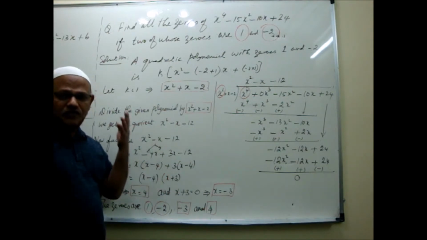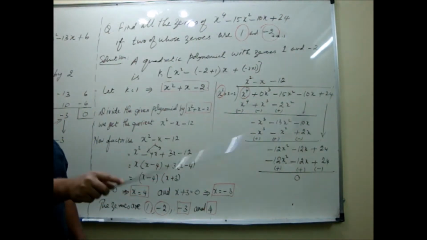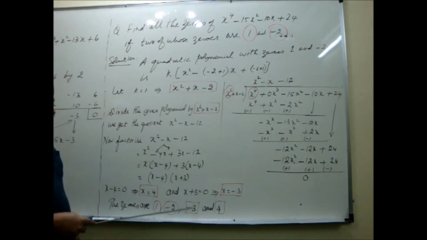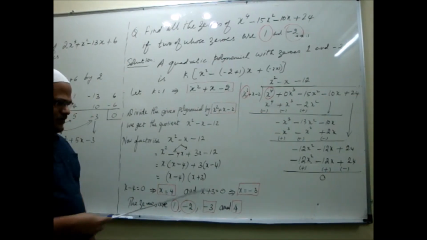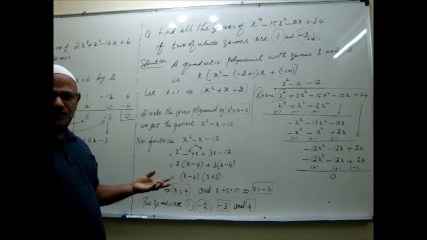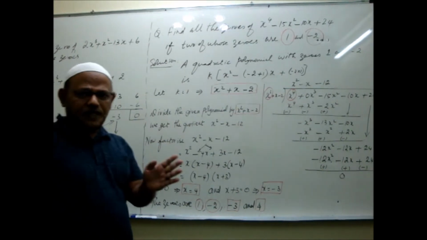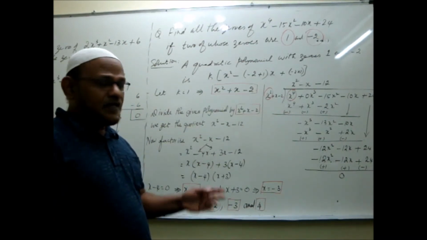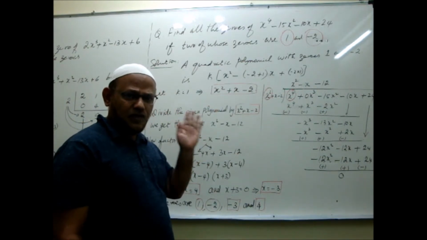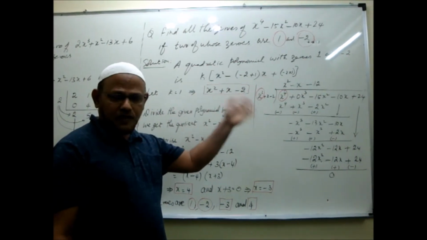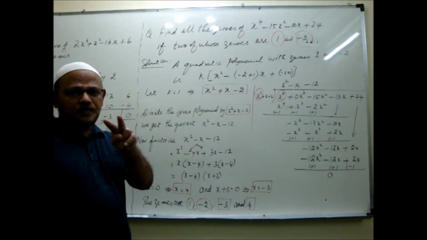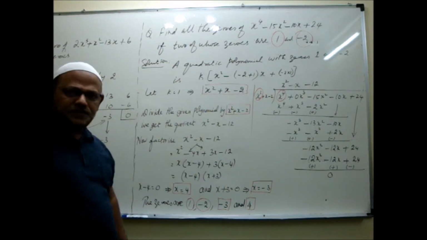So totally we have 4 zeros here. List all of them together. The zeros are 1 and minus 2, which were given, and minus 3 and 4, which we found here. All 4 zeros are listed. So if 2 zeros are given, what is the method? You make a quadratic polynomial with the given zeros and divide the given polynomial by the quadratic one you made. You get a quadratic quotient. Factorize it and get 2 more zeros from that. This is the procedure, right?